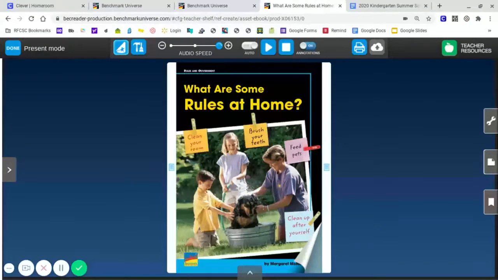Well, if you said non-fiction, you are correct. This book was written to teach us about rules at home. The author, Margaret McNamara, wanted to teach us about rules at home. So this is an informational text.